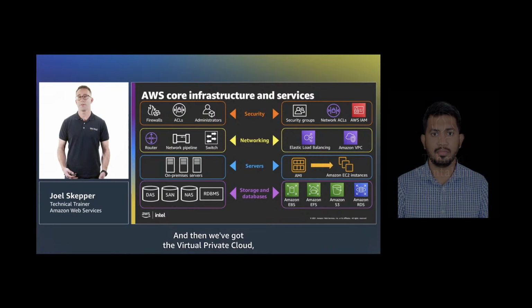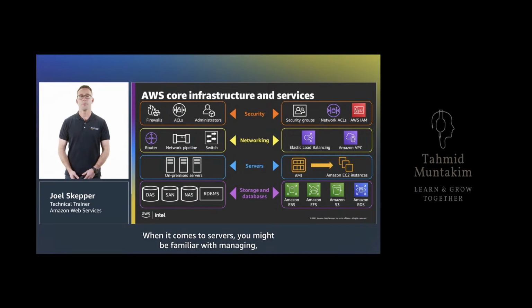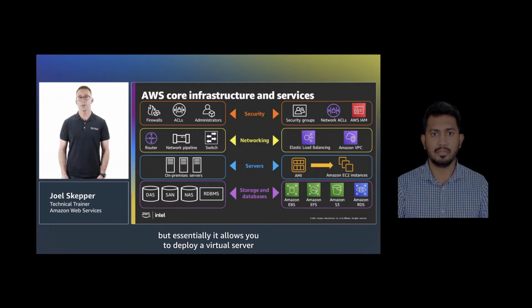And then we've got the Virtual Private Cloud, or VPC, which is your private network in the cloud, allowing you to control how your resources are connected to each other. When it comes to servers, you might be familiar with managing, deploying, patching, or operating servers on premises, or maybe in a co-location. A key AWS service to meet this need is Elastic Compute Cloud, or EC2. We'll learn more about this in the next module, but essentially it allows you to deploy a virtual server that you can run your workloads or applications on.